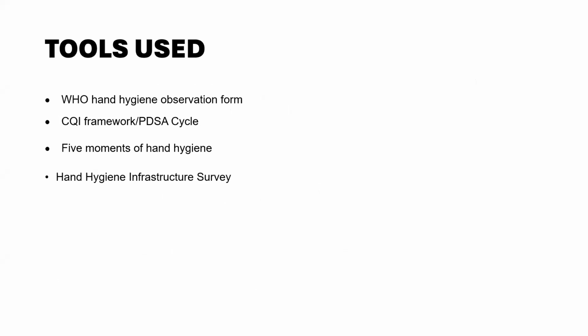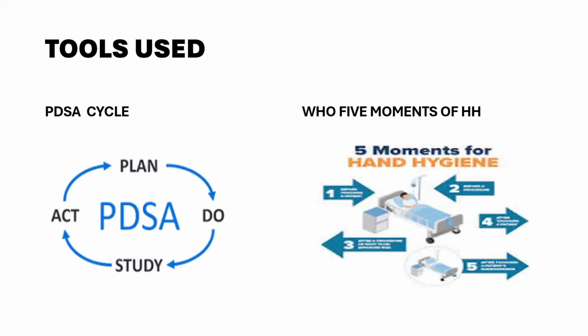So the tools that we used were the WHO hand hygiene observation form. We also used the CQI framework, which is the PDSA cycle, the 5 moments of hygiene, and the hand hygiene infrastructure survey. This is a pictorial of the PDSA cycle where you plan, you do, you study, find out if there's anything that can be changed, you change it, and you move on, then you act.